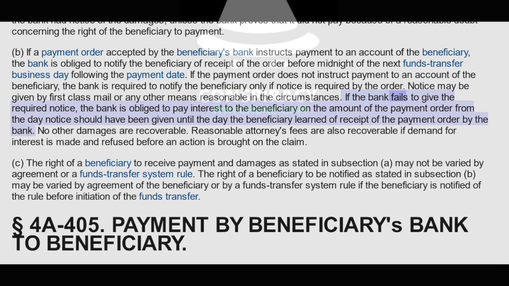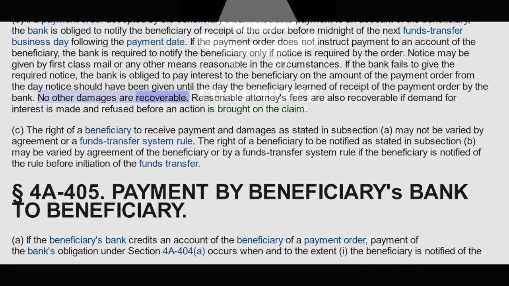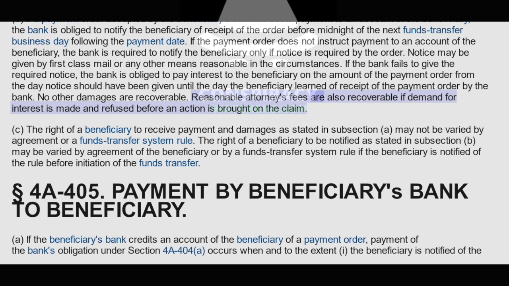If the bank fails to give the required notice, the bank is obliged to pay interest to the beneficiary on the amount of the payment order from the day notice should have been given until the day the beneficiary learned of receipt of the payment order by the bank. No other damages are recoverable. Reasonable attorney's fees are also recoverable if demand for interest is made and refused before an action is brought on the claim.